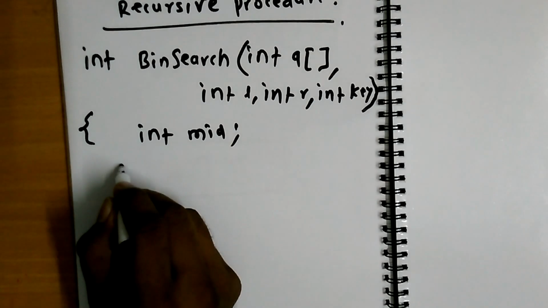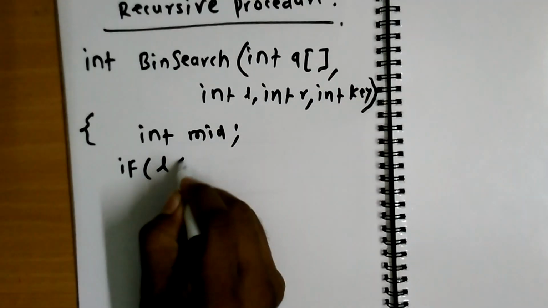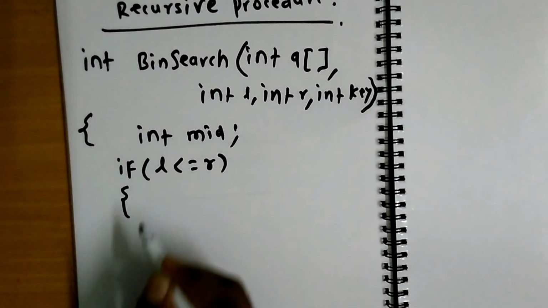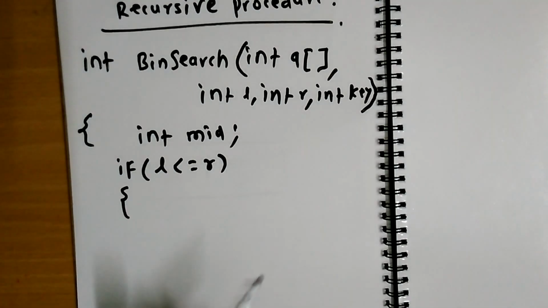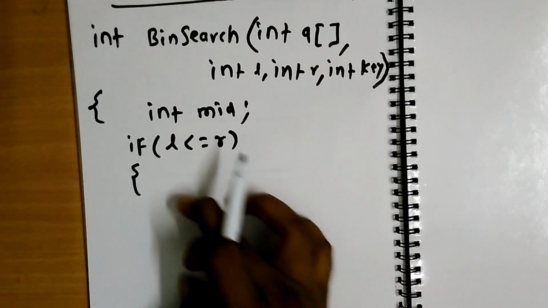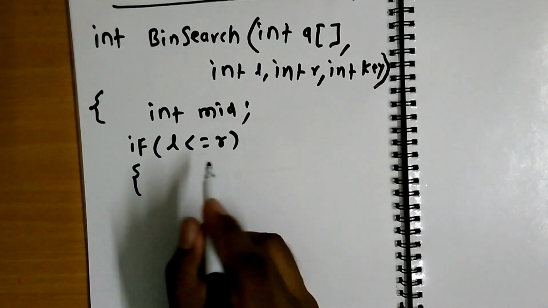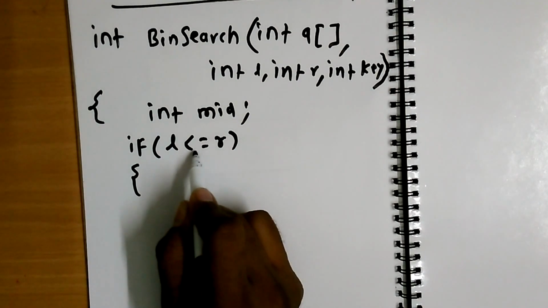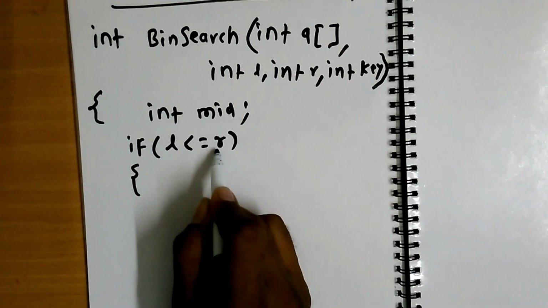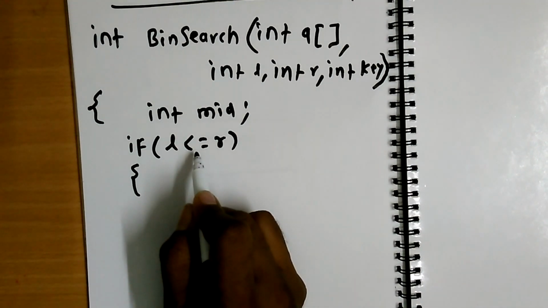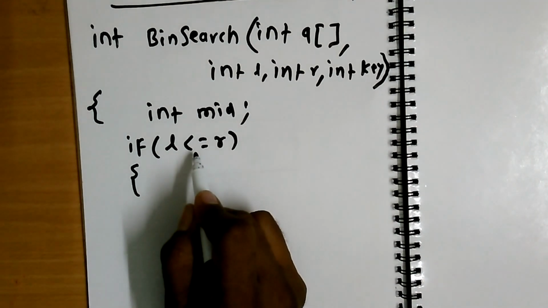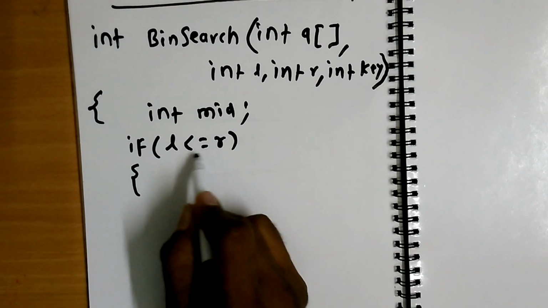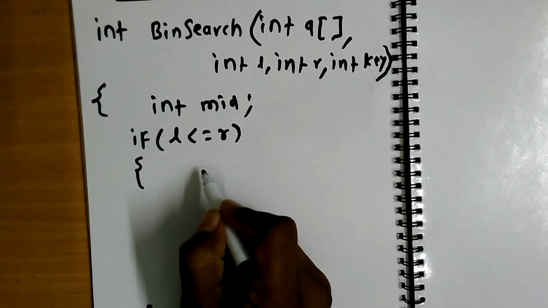So I'll be doing searching only when there is at least one element in the array. Otherwise I'll not do searching. So the searching logic I'm going to write in here. I'll execute this searching logic only when there is at least one element in the array. So L, that is the left index, must be less than or equal to R. At least it must be equal to R. If it is equal to R, then there is one element in the array. If the left index is less than R, that means there are more than one element in there. But I want at least one. So less than or equal to R ensures that there is at least one element in the array.